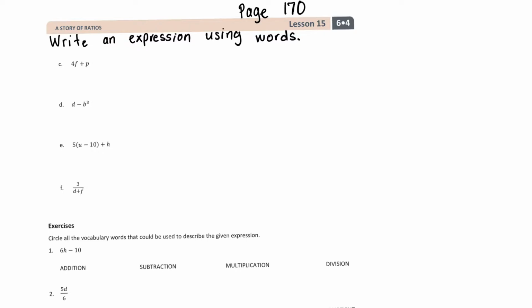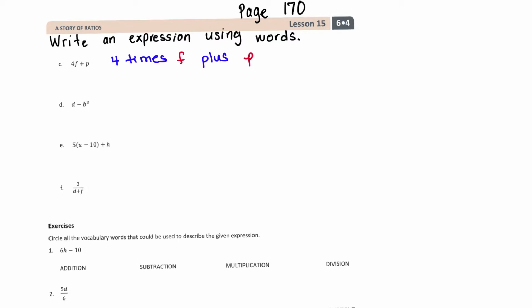So think about which words you are going to be using for multiplication, for 4f, right? So that can be 4 times f plus p. That's a simple one, right?